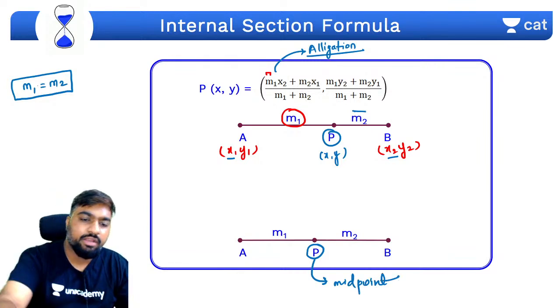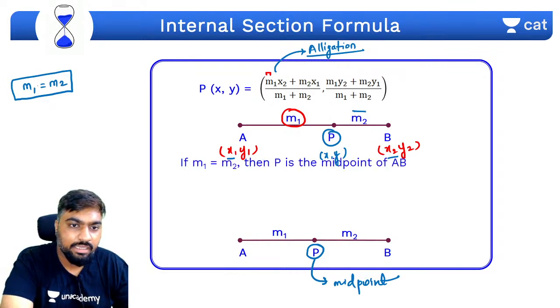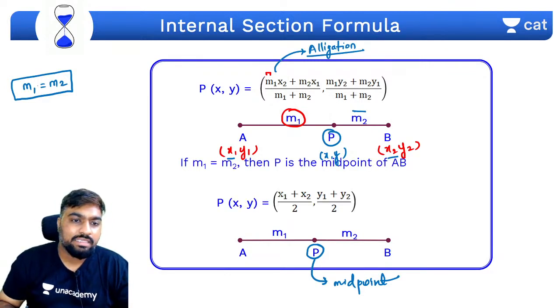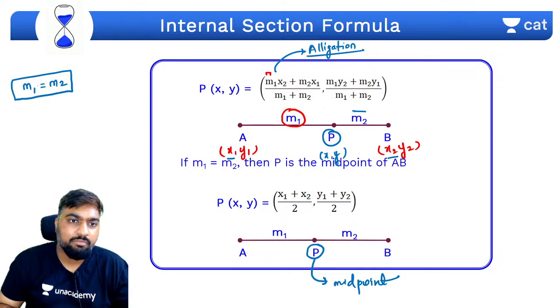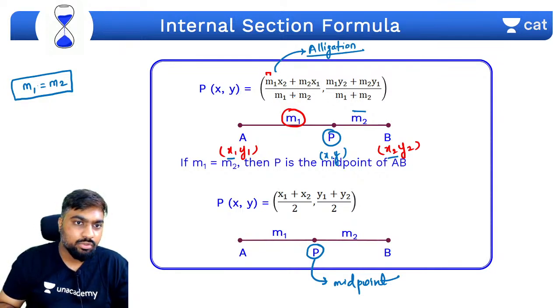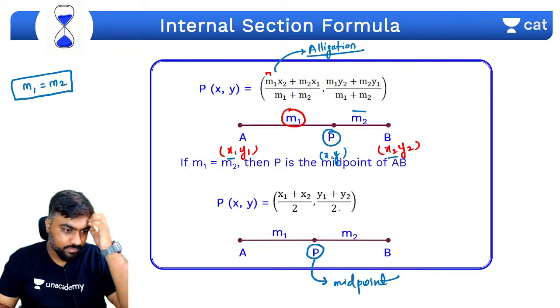So the midpoint formula, to find the coordinates of the point P, which is the midpoint of AB, is given as what? x1 plus x2 by 2, y1 plus y2 by 2. If m1 and m2 are both equal, you take the common factor, and what happens? Top and bottom cancel. Yes, the bottom becomes 2 times m, the top becomes m, so m and m cancel. This is x1 plus x2 by 2, y1 plus y2 by 2. समझ गए?